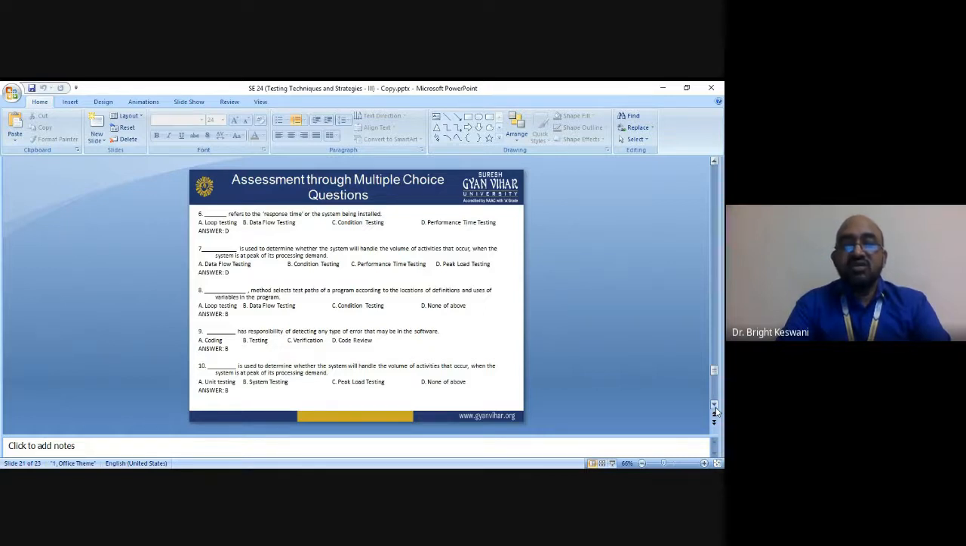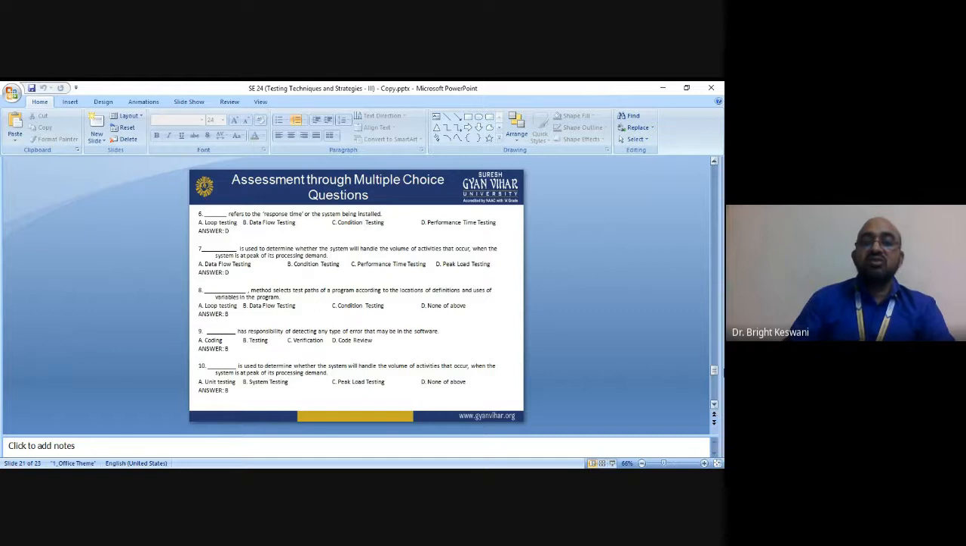The last question: dash is used to determine whether the system will handle the volume of activities that occur when the system is at peak of its processing demand. The given options are unit testing, system testing, peak load testing, and none of above. The answer is system testing. Okay, system testing is used to determine whether the system will handle the volume of activities that occur when the system is at peak of its processing demand.